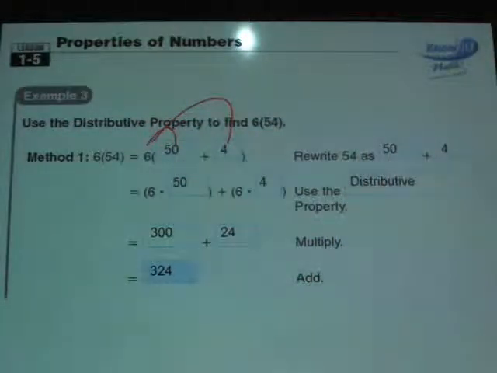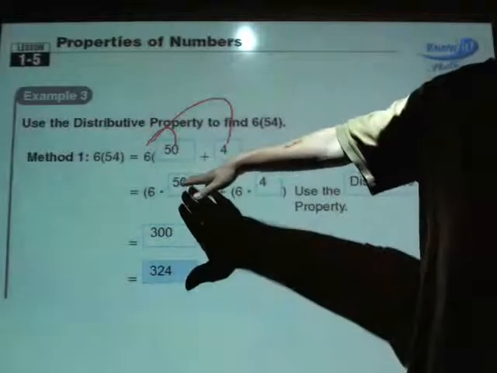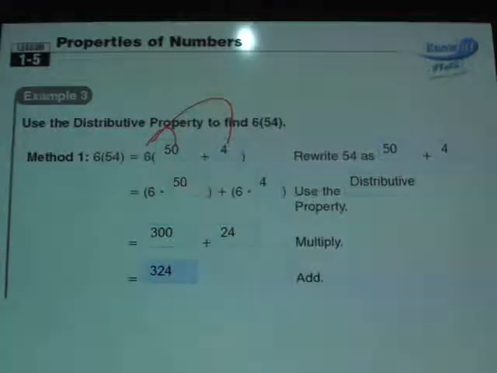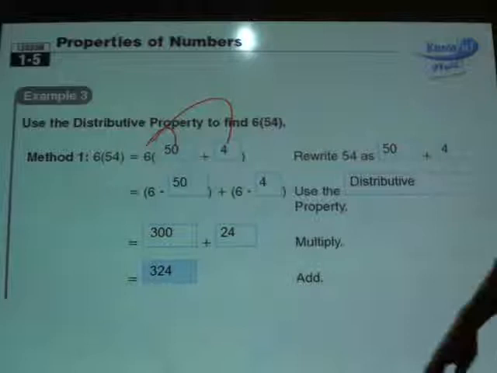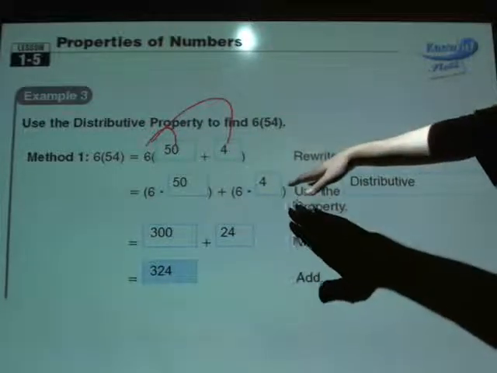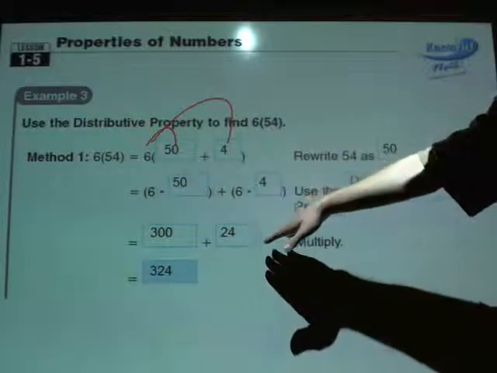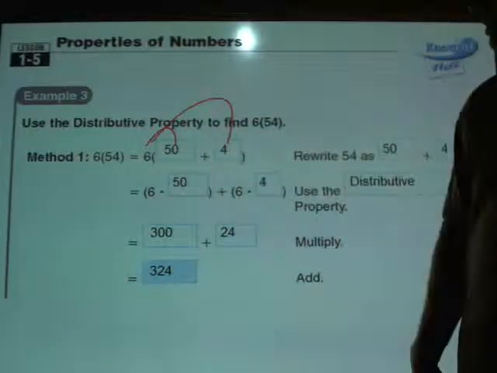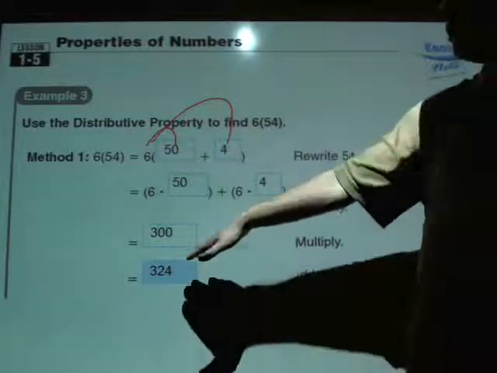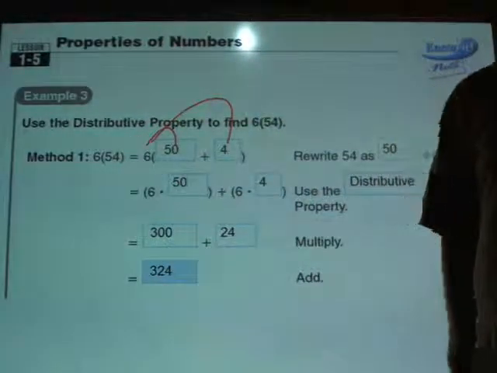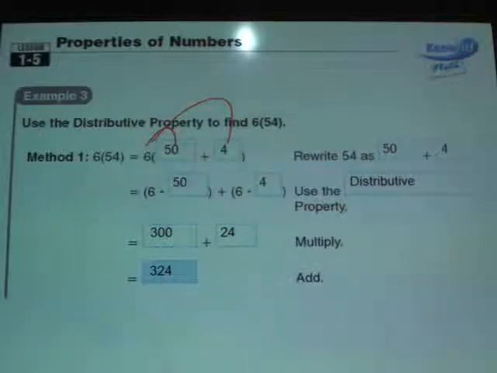Well, we can do that because we've got 6 times 50 now. Well, of course, that means I'm going to do the 6 times the 5, and then since I've got the 0 on the end of 50, I'm going to tag a 0 on to the end of it. So 6 times 5 is 30, and then tag the 0 on, and I end up with 300. 6 times 4 on the other side, well, 6 times 4 gives me 24, and now I'm going to combine 300 and the number 24 to come up with my final result, 324, which is the solution to 6 times 54.